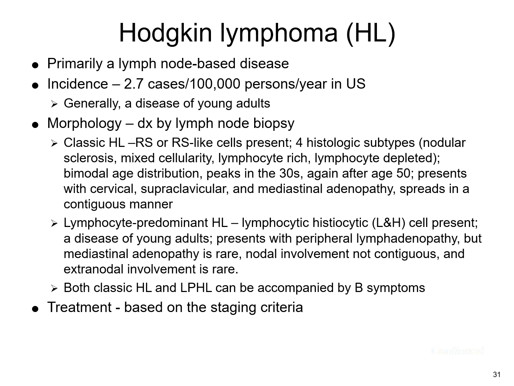Now, the lymphocyte predominant Hodgkin lymphoma will present with lymphocytic histiocytic cells. And with this disease, it is a disease of young adults. It presents with peripheral lymphadenopathy, but the mediastinal adenopathy is rare, and nodal involvement is not contiguous, and the extranodal involvement is rare. So both forms can be accompanied by your B-cell symptoms. Treatment is going to be based off of the staging criteria.